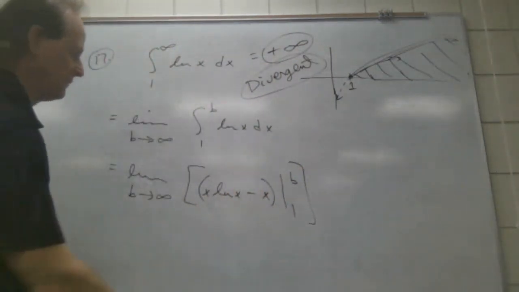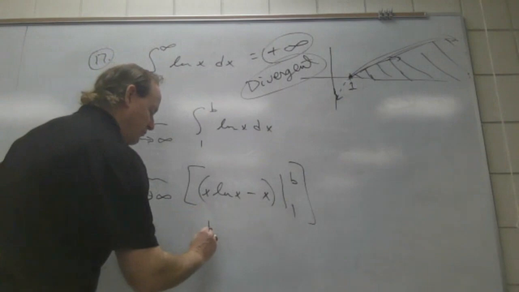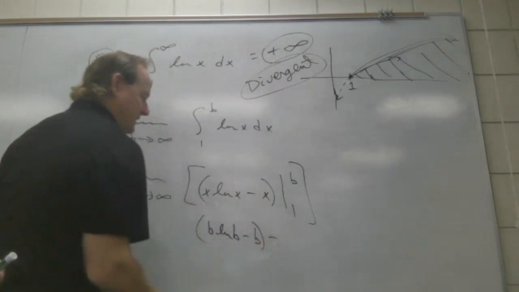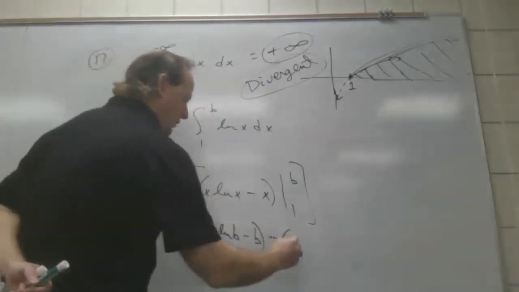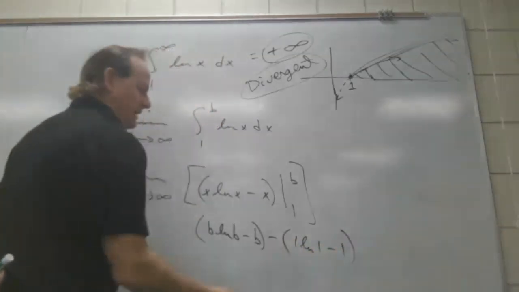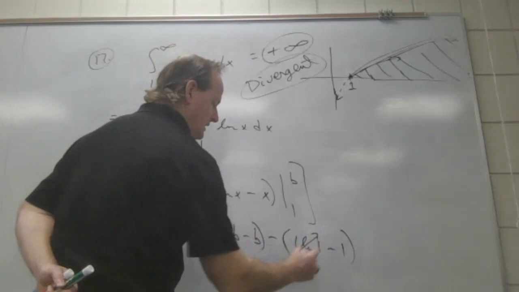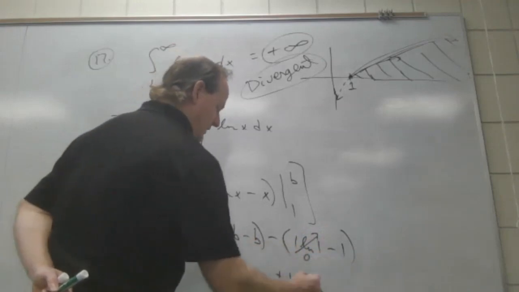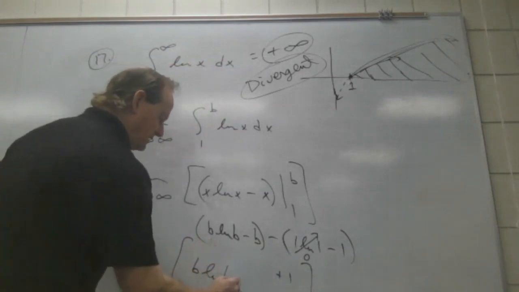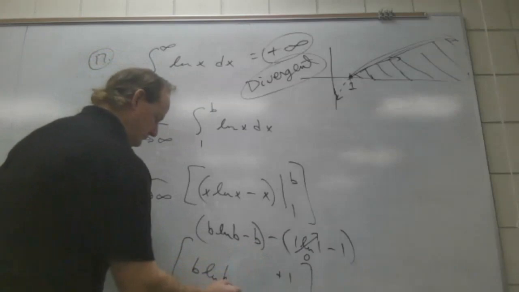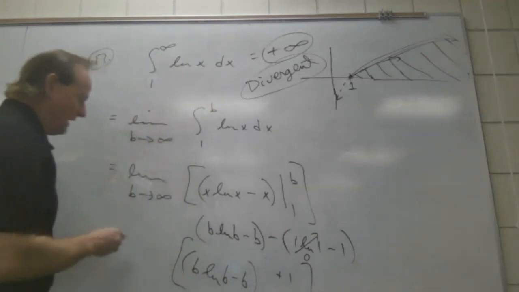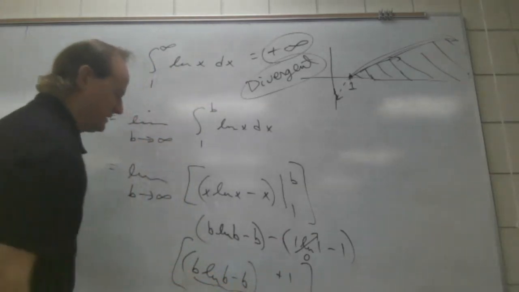Okay, so there's one that's divergent. But if we go ahead and plug this in, we're going to have B times the natural log of B minus B, and then minus, plugging in the lower limit, 1 natural log 1 minus 1. And of course, natural log of 1 is what? 0. So minus a minus 1 is plus 1 here. And then I've got B natural log B minus B, and then plus 1. All right, so the question is, if I let B go to infinity, what happens to this?